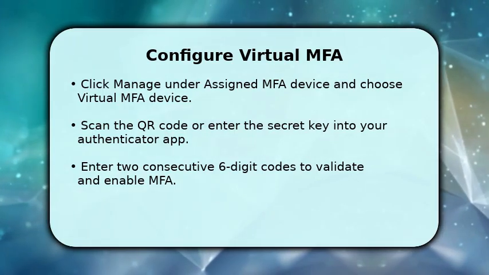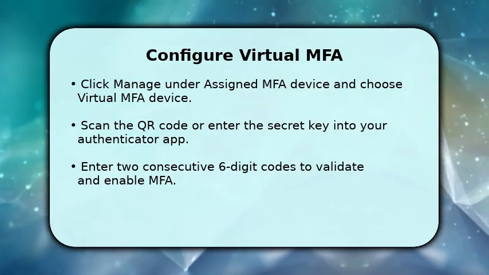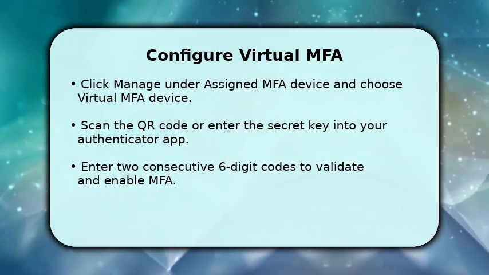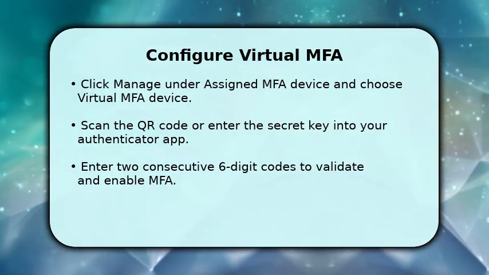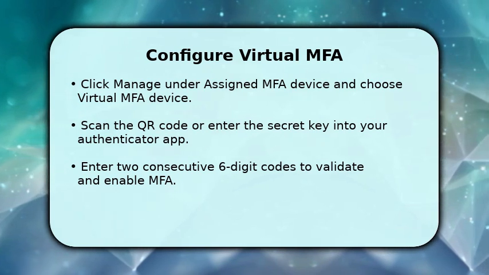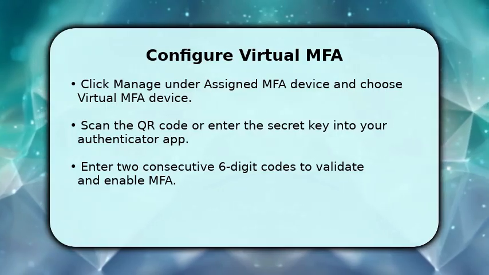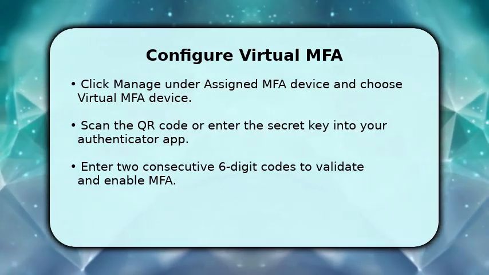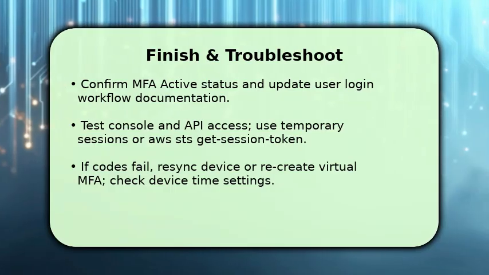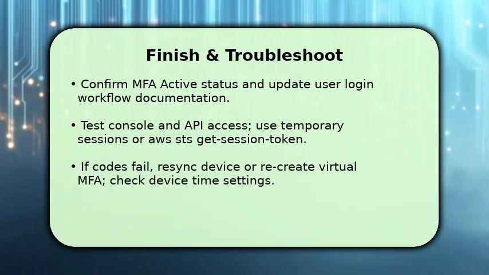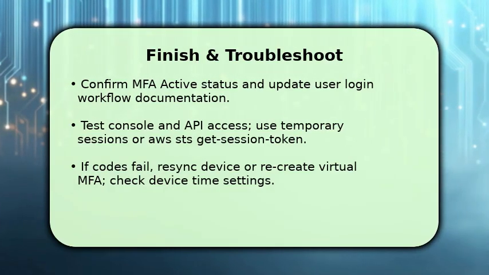Once the app shows a rotating 6-digit code, enter the first code, wait for the next rotation, then enter the second code to confirm. This two-code validation prevents timing mismatches and ensures the device syncs correctly. Finish by verifying the user now shows MFA as active and instructing them to use the authenticator for future logins.